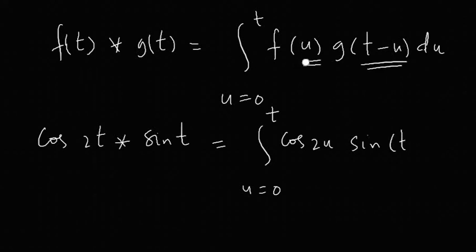Wherever t is there, we'll write u. In the second function, we'll write t minus u. So in this first function, in the place of t, I have written u, and in the second function, in the place of t, I am writing t minus u, and it is du.